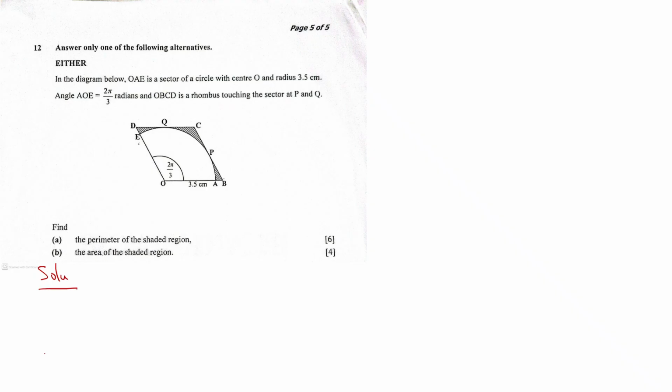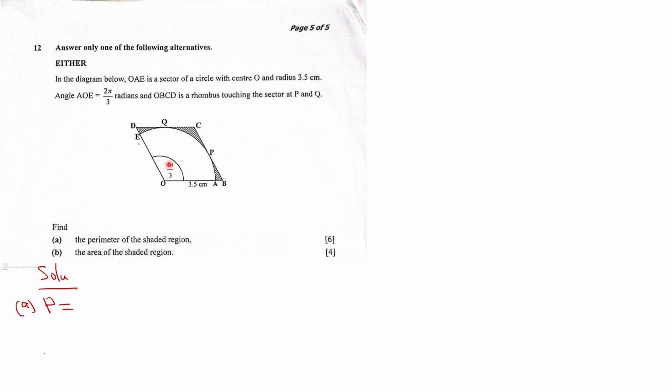Solution. So part A, we have been told to find the perimeter. We are going to use the letter P to stand for perimeter. Now, what is perimeter? Perimeter is just the total distance around the given shape, or the total distance around the given object. Now, in our case, what is that given shape? The question is telling us to find the perimeter of the shaded region.